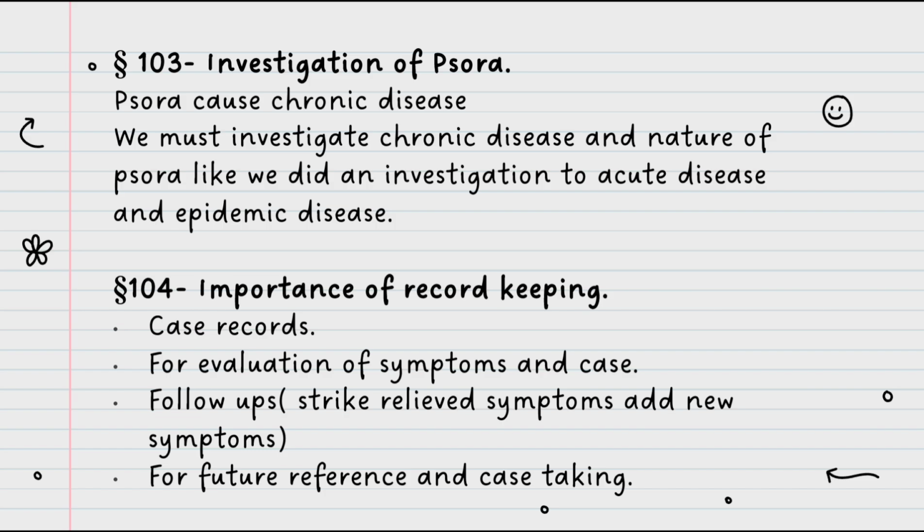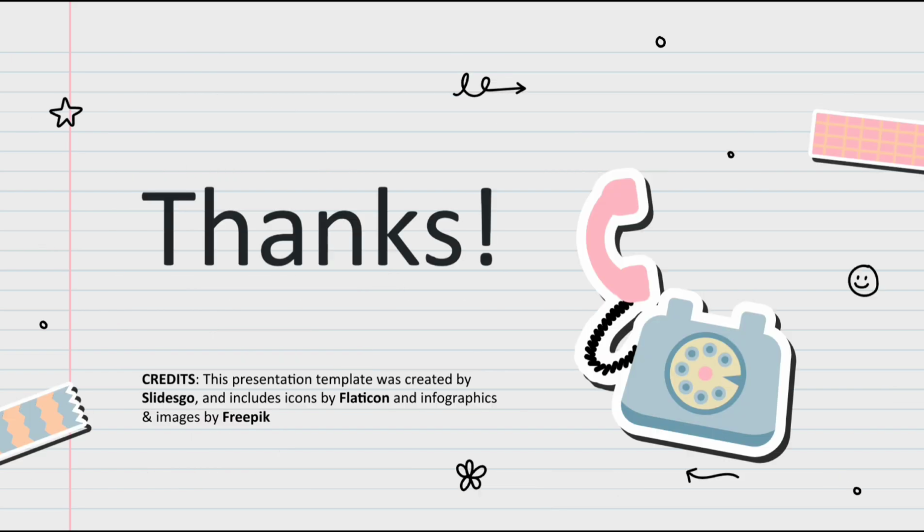In aphorism 104, the importance of record keeping. So we took all these cases, we followed all these regulations, rules, everything. And now what do we have to do? We have to keep records. The case records, we should keep them safe. Why? First, to evaluate symptoms and the case. Second, to give follow-ups. We should write follow-ups, strike the relieved symptoms, add new symptoms. And lastly, for future reference and case taking, when the patient comes again. Record keeping is important because it will help us for future reference and for future case taking. So that's all about aphorism 83 to 104, case taking.